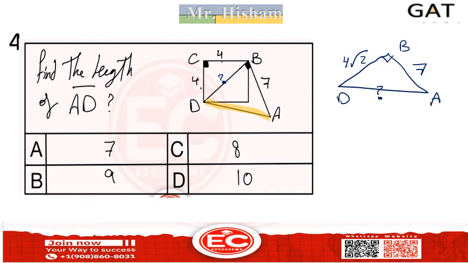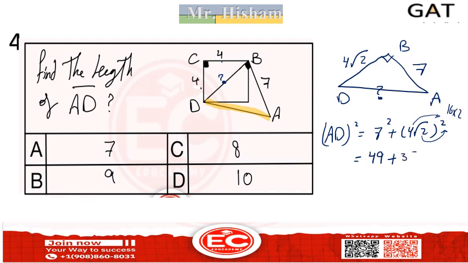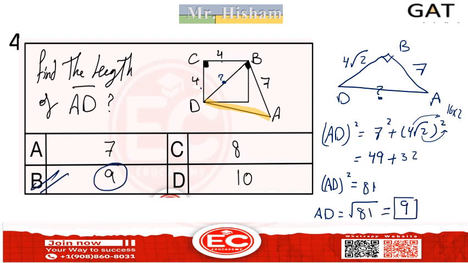So I wanted to find AD. By using Pythagorean, AD to the power of 2 is equal to 7 to the power of 2 plus 14 root 2 to the power of 2. 7 power 2 is 49 plus 4 power 2 is 16 and root 2 power 2 is 2. So it's 16 times 2, which is 32. So this sum is equal to 81. So AD square is equal to 81. So AD is the root of 81, which is equal to 9. So the right answer is B.